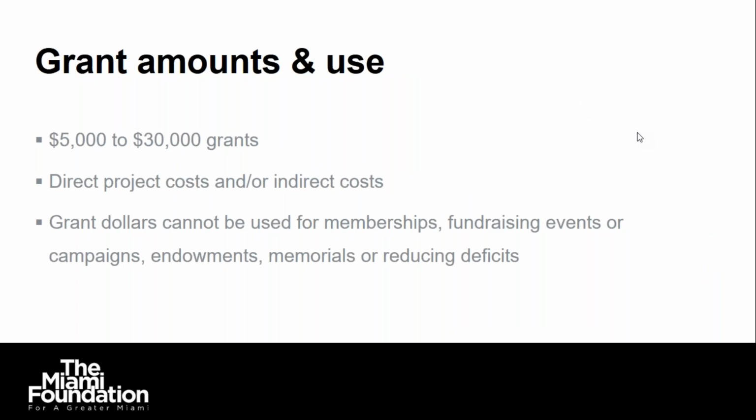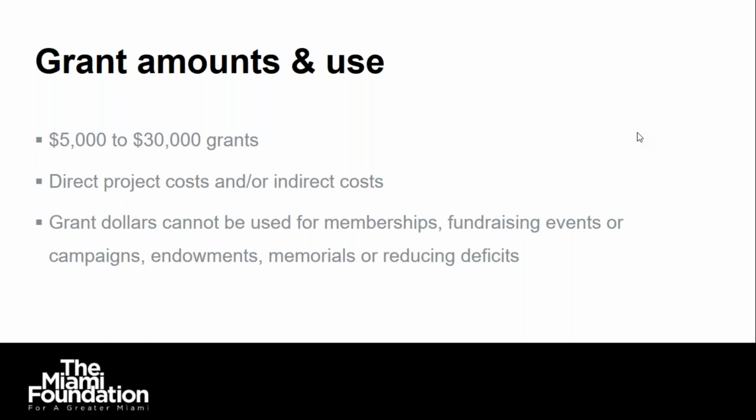All right, so the grant amounts and use. The award amounts range from $5,000 to $30,000. The grant size will be based on how strongly a proposal advances the foundation's priorities, its scale, budget, and the nonprofit's capacity to implement the program. The grant dollars may be used for costs directly related to implementing a program, such as salaries of program staff, marketing, supplies, local travel, and other things such as this.